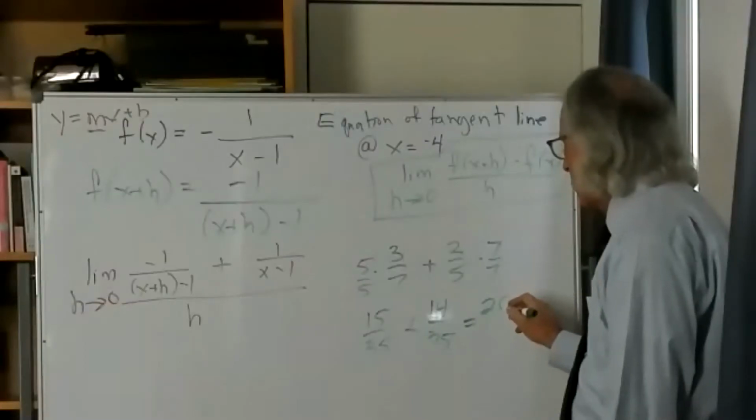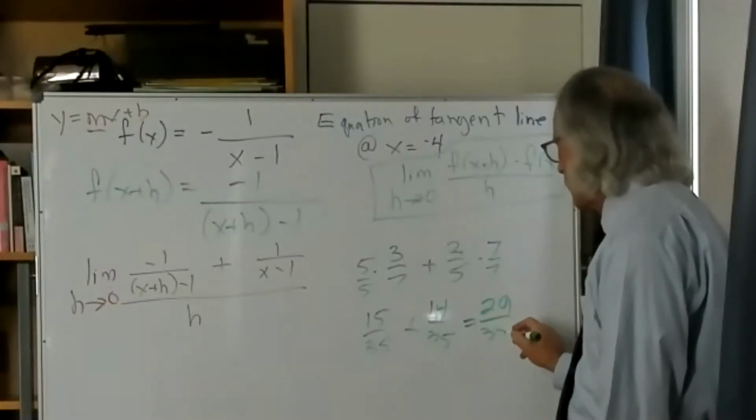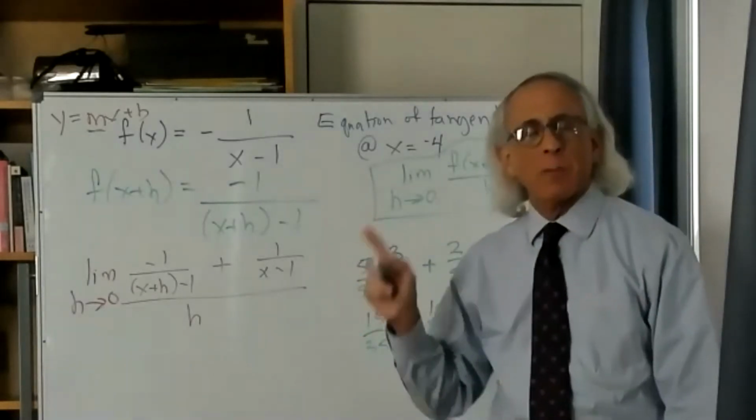Yeah, I just had forgotten, but I remember now. Okay, so that's why we're reminding you. So that'll be 29/35. So I have to find a common denominator.